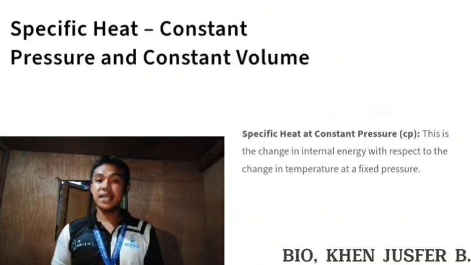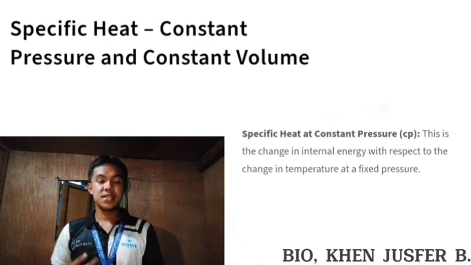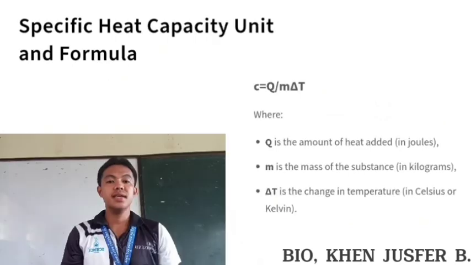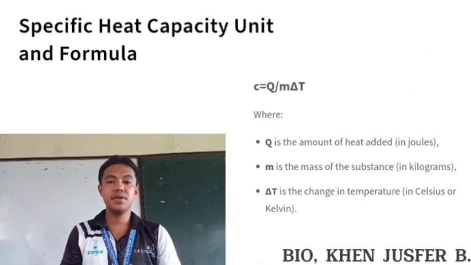Cp is typically greater than Cv because it includes the energy needed for expansion work. The unit of specific heat capacity in the International System of Units, SI, is joules per kilogram per Kelvin.